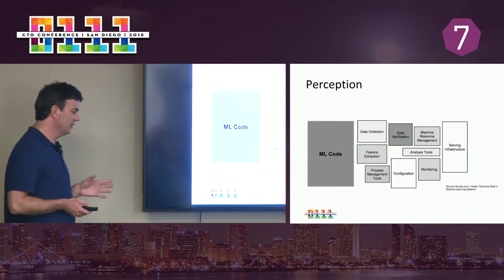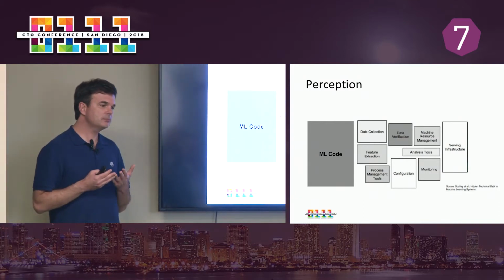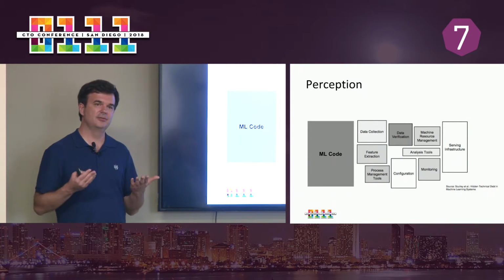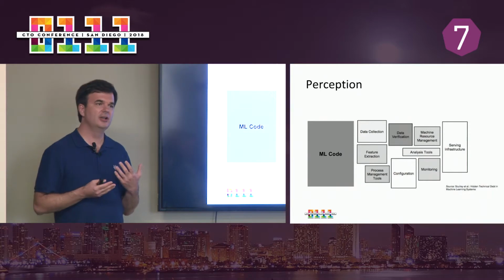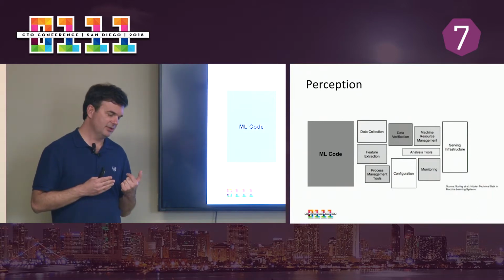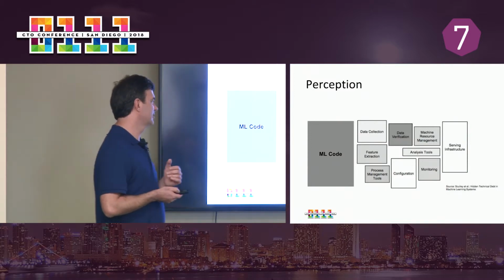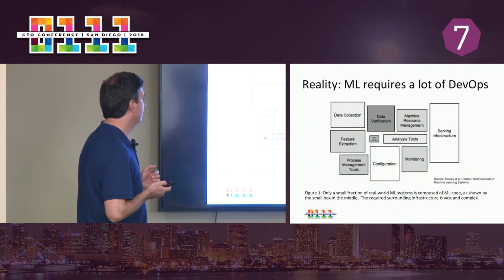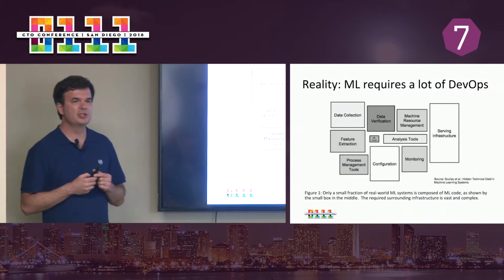The perception right now is that the majority of the effort is spent on figuring out what features to use, which machine learning framework do I need to use, whether it's Caffe or whether it is TensorFlow. But in reality, I quote a famous paper here that a lot of people now quote. It's called Hidden Technical Debt in Machine Learning Systems.